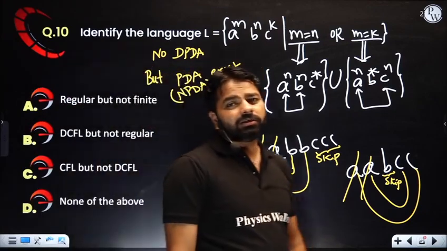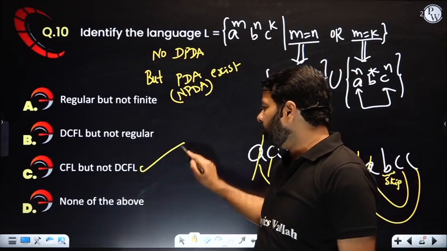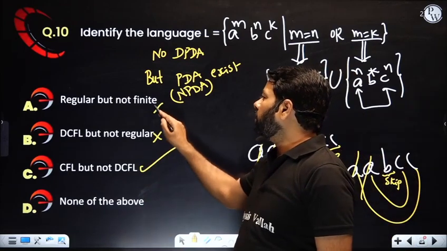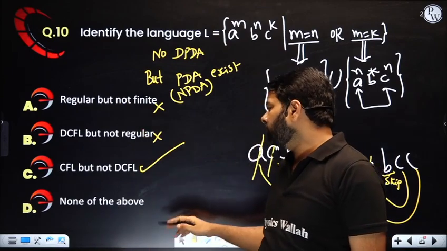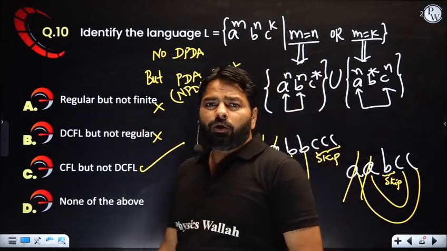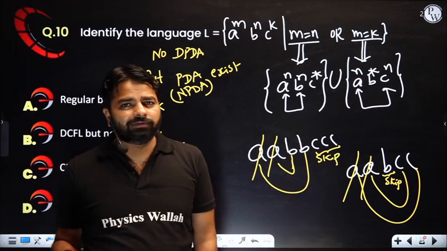What is this language? CFL but not DCFL. And the other two you can't design. DPDA and finite automata you can't design. I hope you have understood how to identify the languages, right?